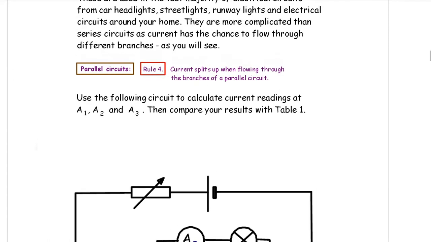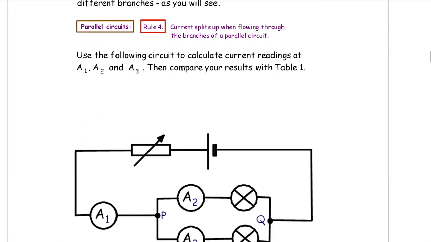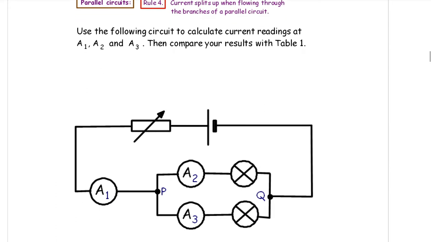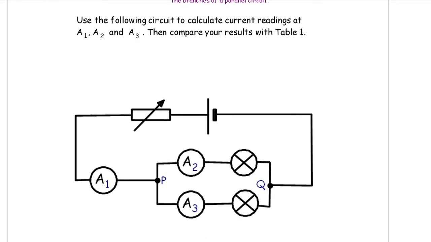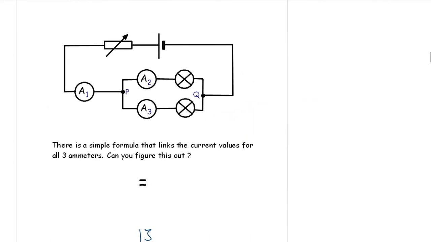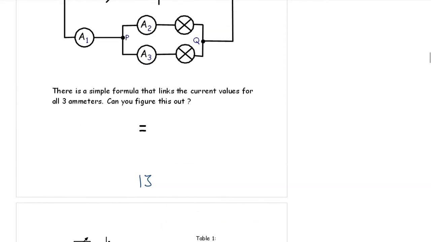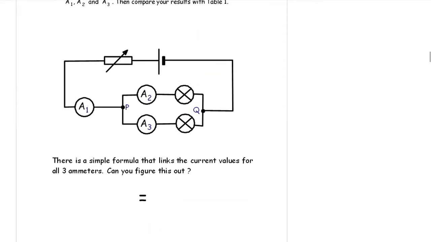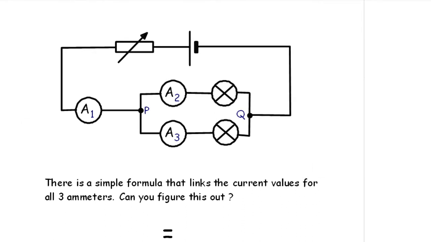There's two rules you've got to learn. Rule 4, current splits up when flowing through the branches of a parallel circuit. Use the following circuit to calculate the current readings at A1, A2, and A3. Then compare your results with Table 1. Now, if you were in a lesson, we'd set this up with 3 ammeters.